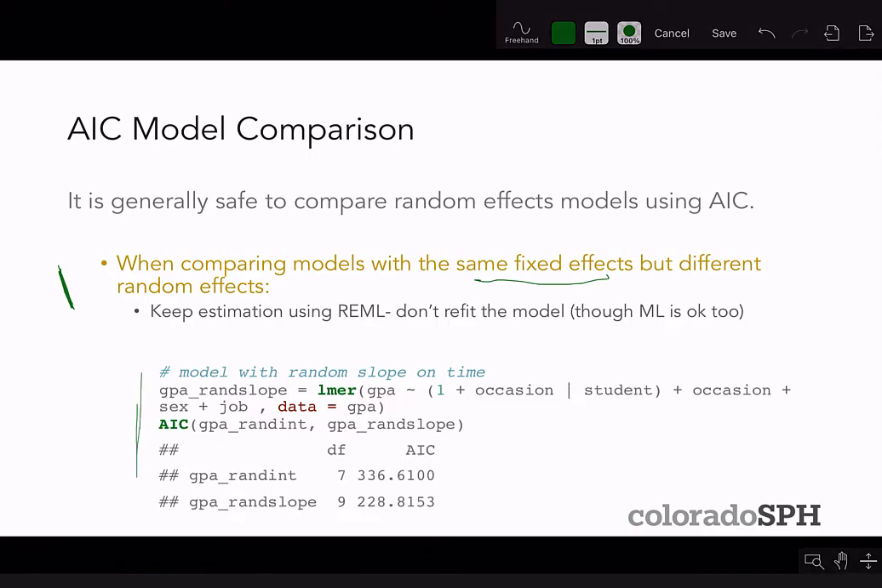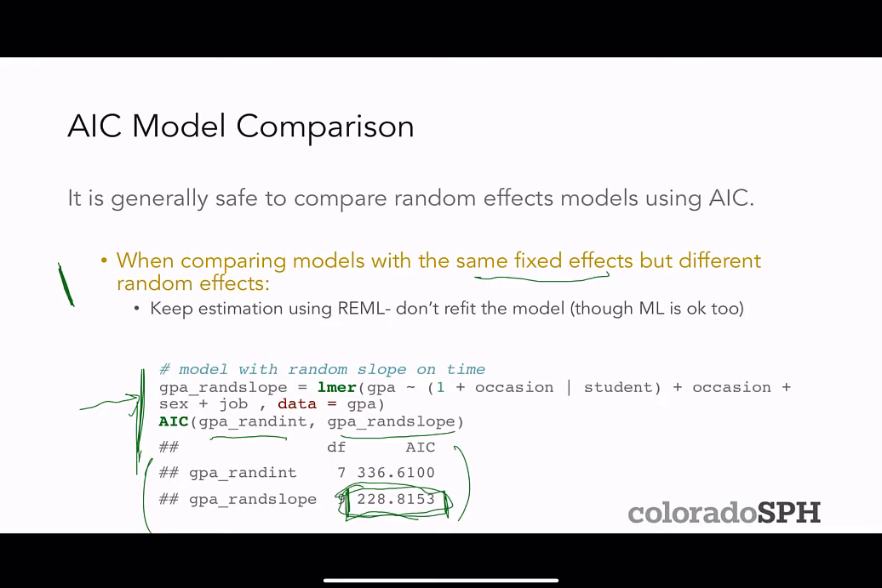And so I have some code below where I defined a random slope model on that data that we were looking at before. I use the AIC of the random intercept model and the random slope model to compare. And in this case, it indicates to us that the AIC is quite a bit lower for the random slope model. So that might be a better model for this particular data set. So it's worth considering adding a random slope.